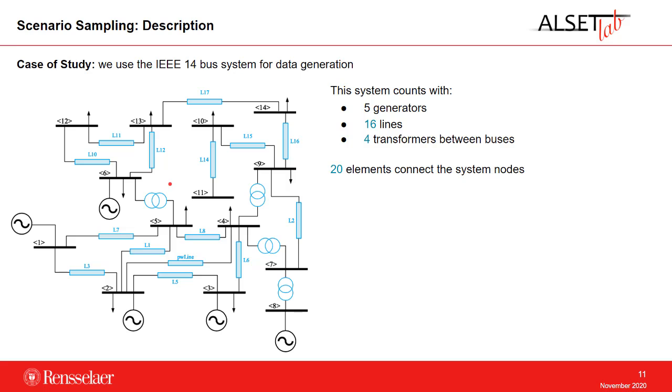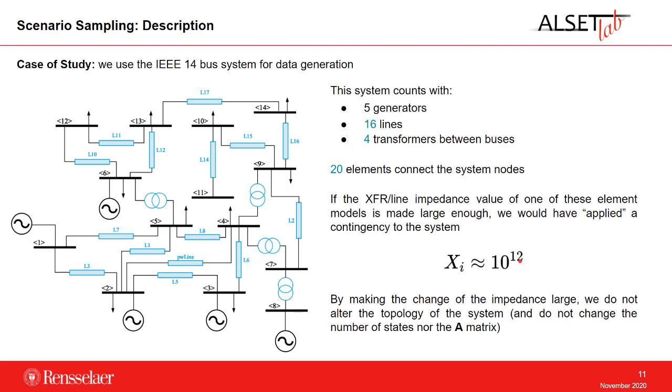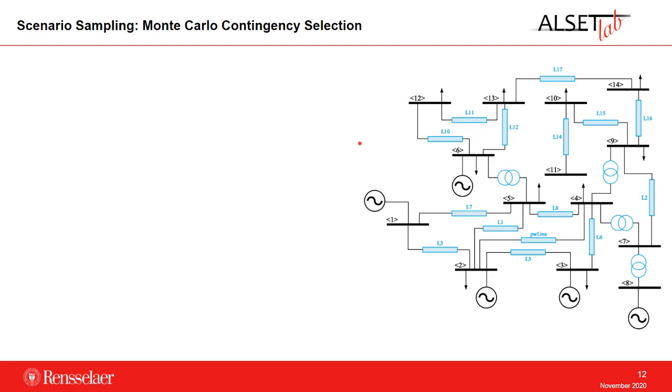So in order to avoid that, we will take advantage of the fact that each of these elements, either lines or transformers, has a transversal reactance under either the pi or T model. If we make these reactances large enough, for example 10 to the 12, we would be emulating a line opening without changing the number of variables in the system, nor the number of states, nor the topology of the grid. Now we should ask ourselves how the line openings will be selected.